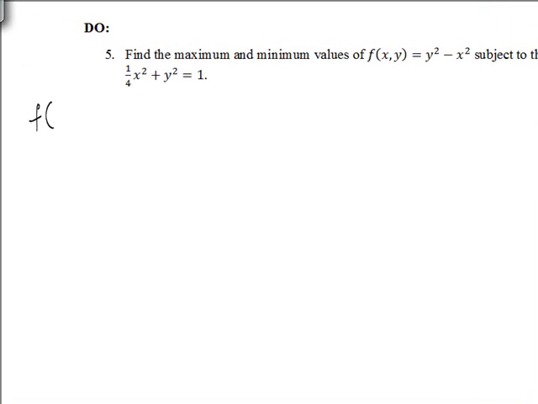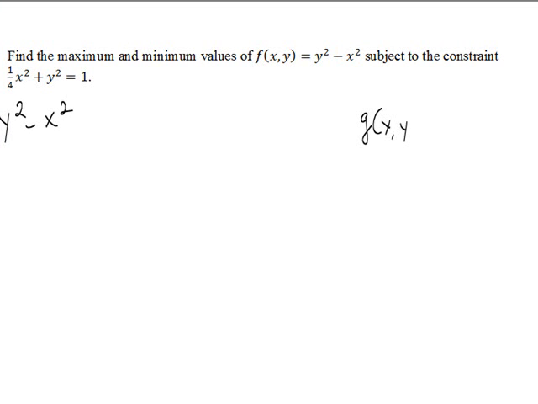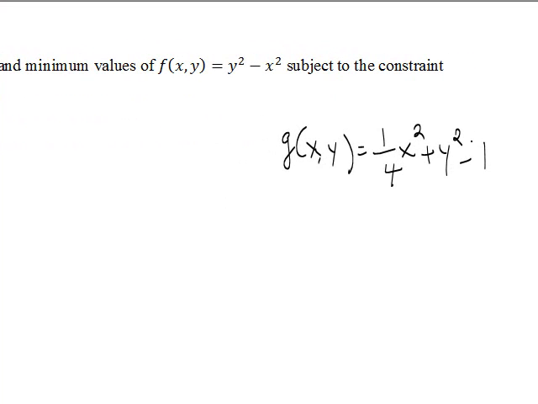F of x, y is y squared minus x squared. g of x, y is a quarter x squared plus y squared minus 1. What's the next step?